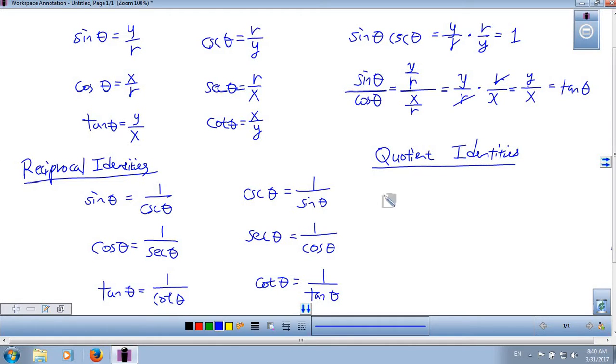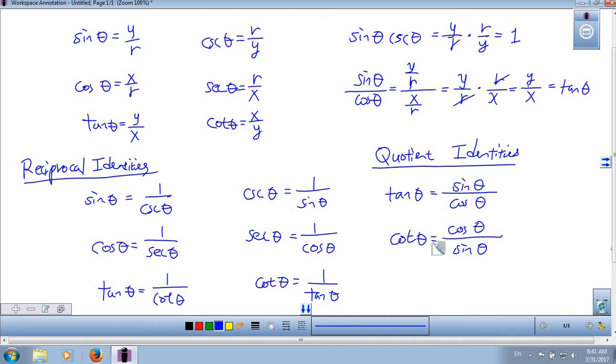The quotient identity is that tangent is the quotient of sine and cosine, and this will come to help us so many times. We're going to be using this a lot, so this is very important to memorize. Tangent theta equals sine over cosine. Now on this side, we have cotangent equal to x over y. The same thing here. Cotangent theta is x over y, but x is represented by cosine theta and y is represented by sine theta. So cotangent is cosine theta over sine theta.